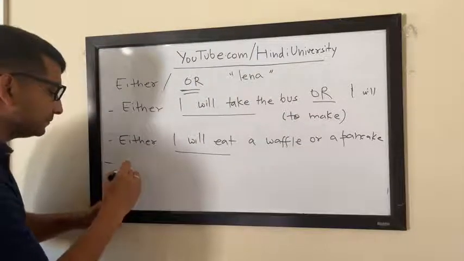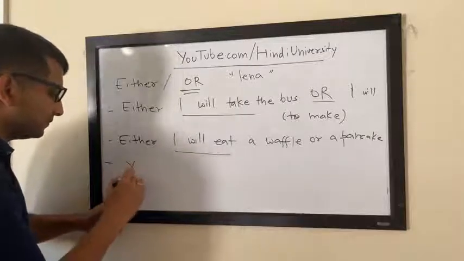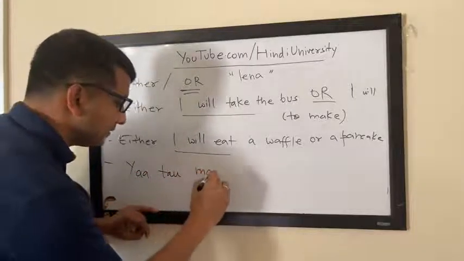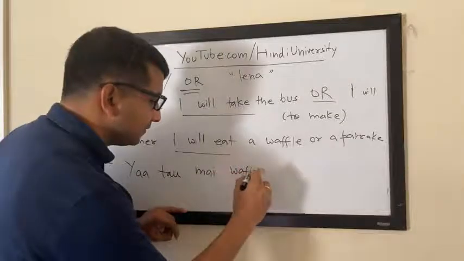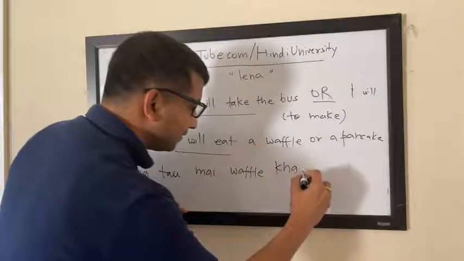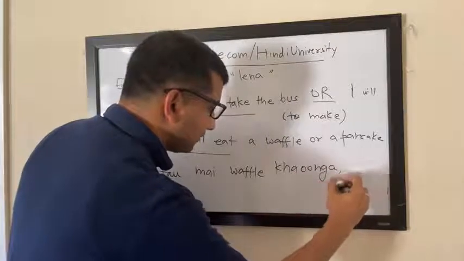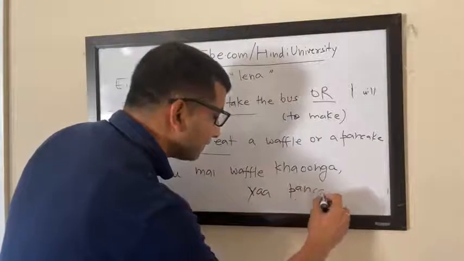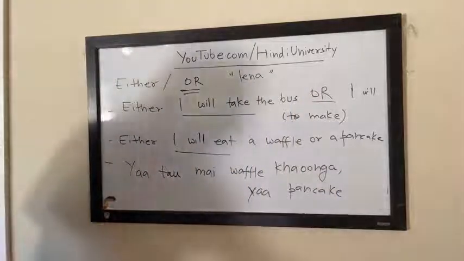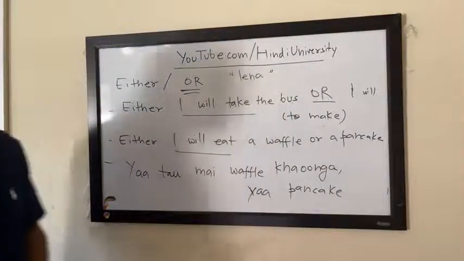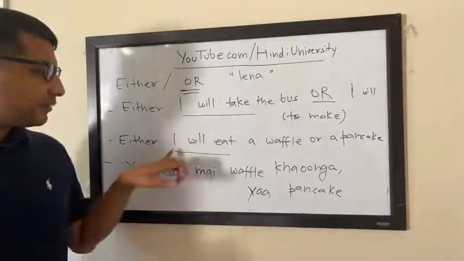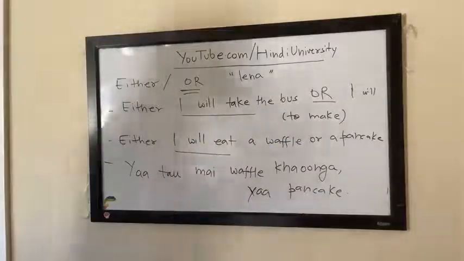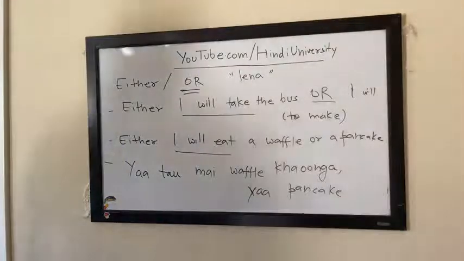Waffle. No. First the either word. Yato. Yato main waffle khaunga. Okay, very good. Ya pancake. Very good. या तो मैं waffle खाऊंगा या pancake. Great. You guys correct me, my gut feeling is this topic should be straightforward. Okay, it does require some understanding of the sentences that you are trying to connect with this yato expression. But other than that, this should be straightforward. Okay.